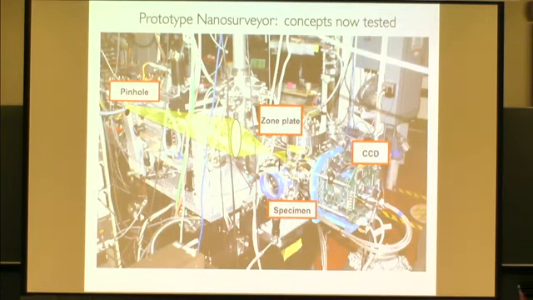And this is the prototype called Nanosurveyor at Lawrence Berkeley, which looks like this, with the sample here and the CCD. And the experiment has been carried out in this machine.